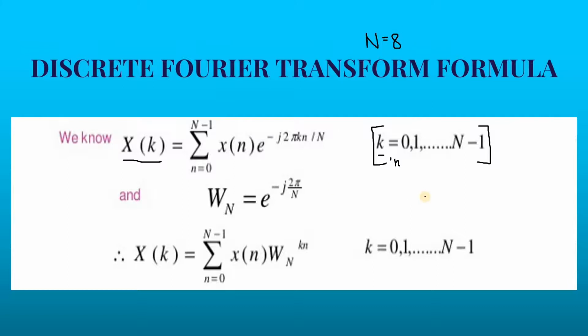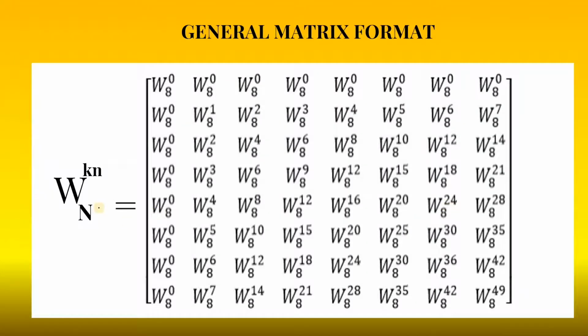Now we shall see how we are going to find the Twiddle matrix. So W_N is equal to e power minus j 2 pi by capital N. This is the Twiddle factor value. Then, how are we going to substitute and get these matrix sets? It's nothing but taking the k value as your rows and the n value as your columns.